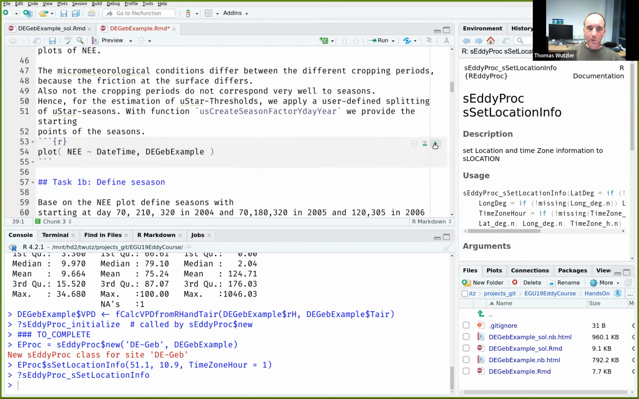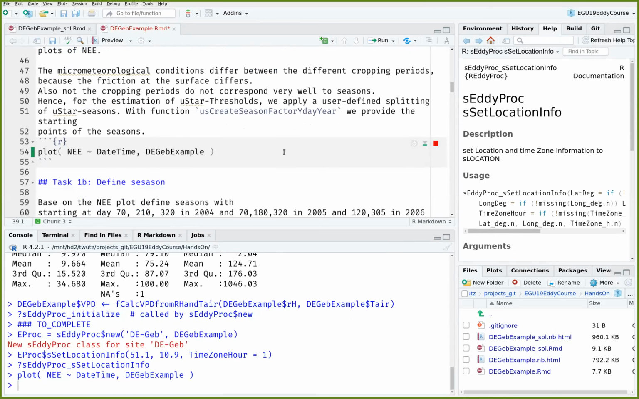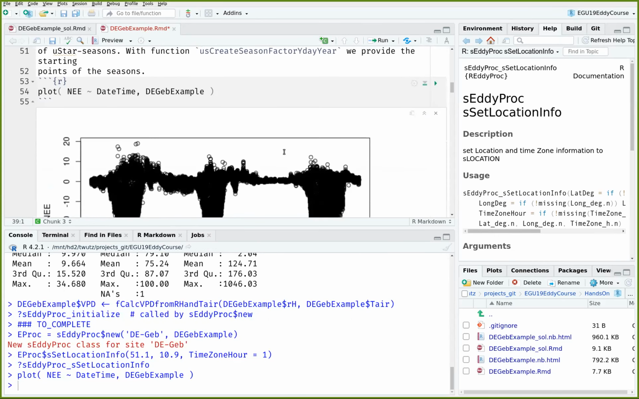Thomas, in the plot. Thomas? Yeah? There is a question in the chat with regard to the prefix of the S that comes in front. Maybe you can explain some additional words on the architecture plus the naming conventions of functions and the classes. Yeah.